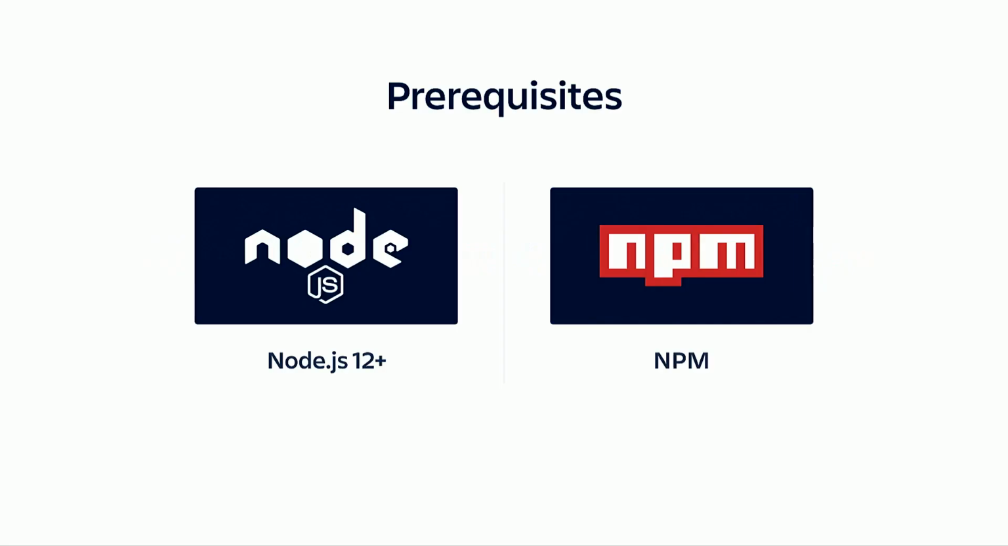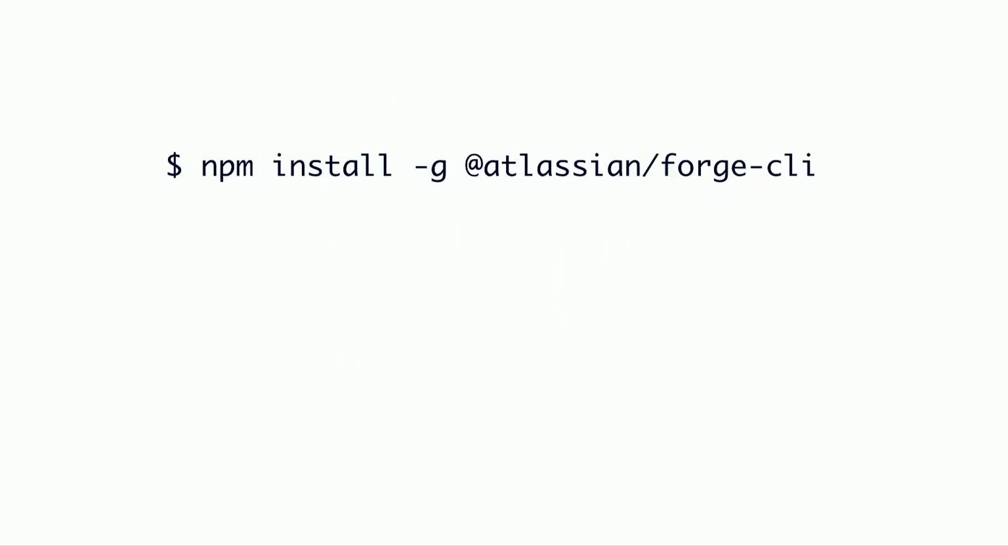Before we get started, we need two prerequisites installed on our machines, namely Node.js at version at least 12 and Node Package Manager. Once we have them, we can use npm to install the Forge command line tool, and this is the main interface for developing Forge applications. It allows us to do things like creating new apps, deploy, install, view logs, and many other things. Then we can log in using our credentials and create our first application. Once we run these three commands, we can start working on our application.